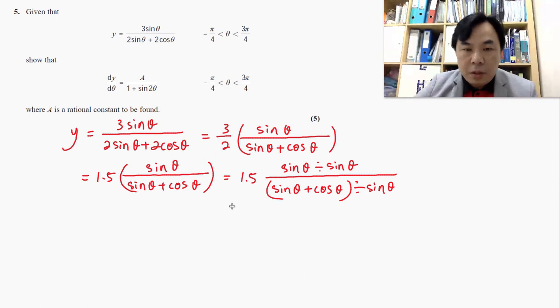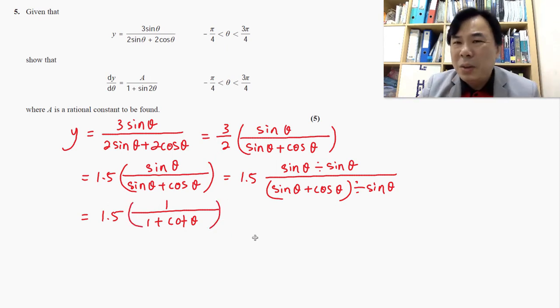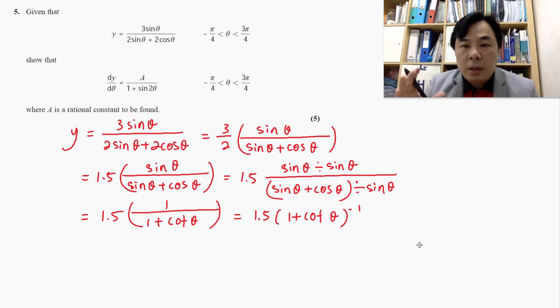Alright, and then from here itself, we can simplify that to 1. This one will be 1 if you divide them, and then this one will be a cotangent. And then there you have it. Right? It looks much easier. Not really that easy, but it's suitable for applying the chain rule in this case. So we can actually write down in this form. Right. So I hope that is clear.